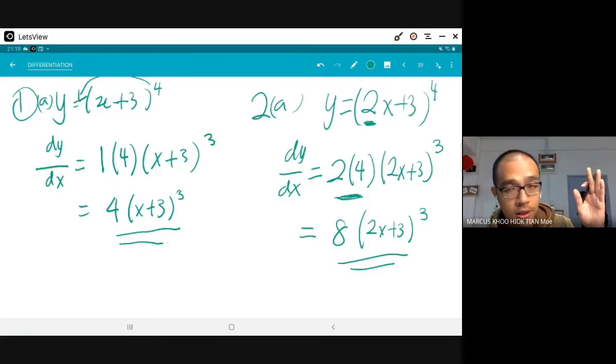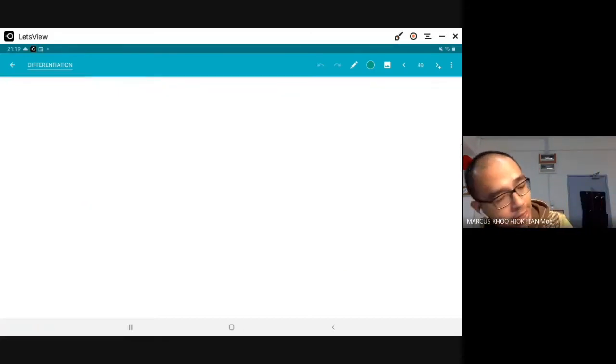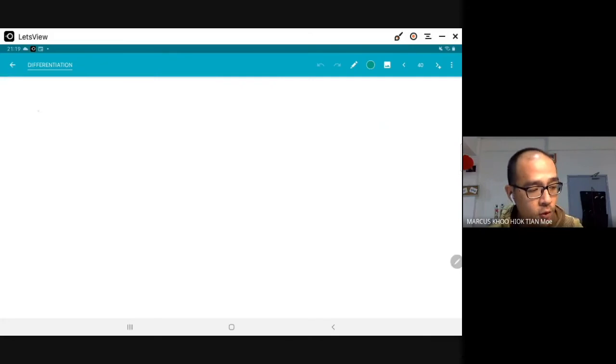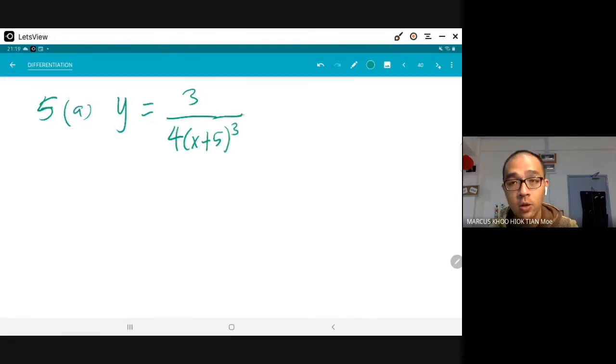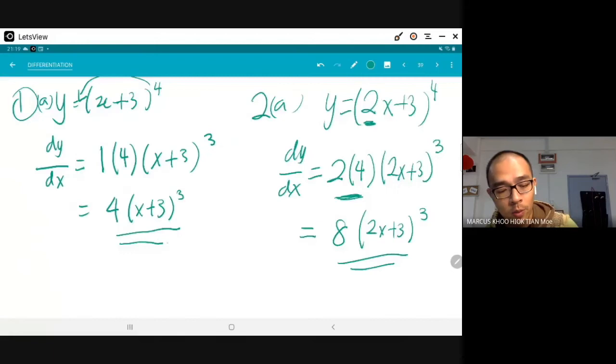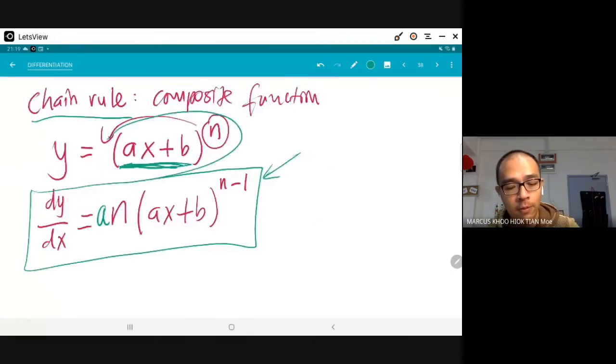Okay? Likewise, same thing goes with question number 5, 5a. y equals 3 over 4 times (x plus 5) to the power of 3. So think about the form. The form that we want is this, so that I can use this guideline.